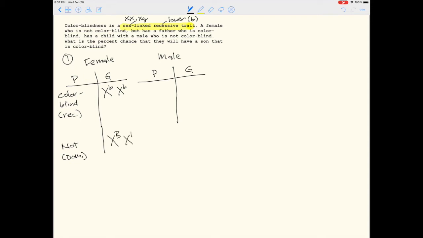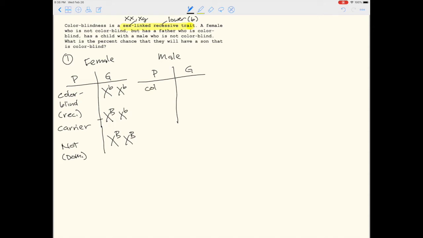And I have one more genotype that I need to include, which is my female that is not colorblind, X capital B, but she can pass color blindness on to her children. So she is X capital B, X lowercase b. And this genotype right here is known as a carrier. All right, so I'm done with all of my genotypes for my female, and I'm going to fill it in for my male.